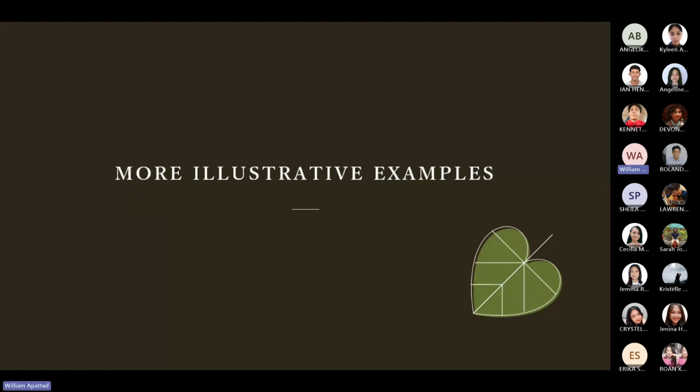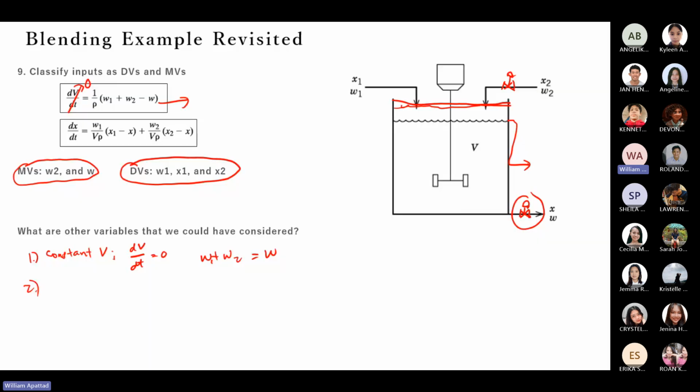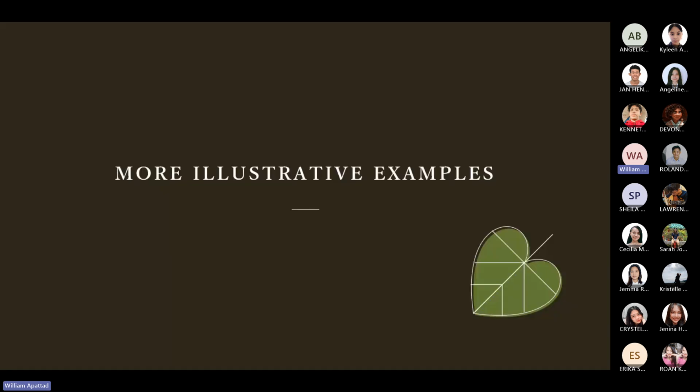So next meeting we'll have more illustrative examples. Ito na yung what if heated tank na rin to. Okay? What if we have a constant hold up, ganun. Constant volume hold up, ganun. Or variable yung volume. Ganun. Okay, so next meeting we'll have more illustrative examples about this.